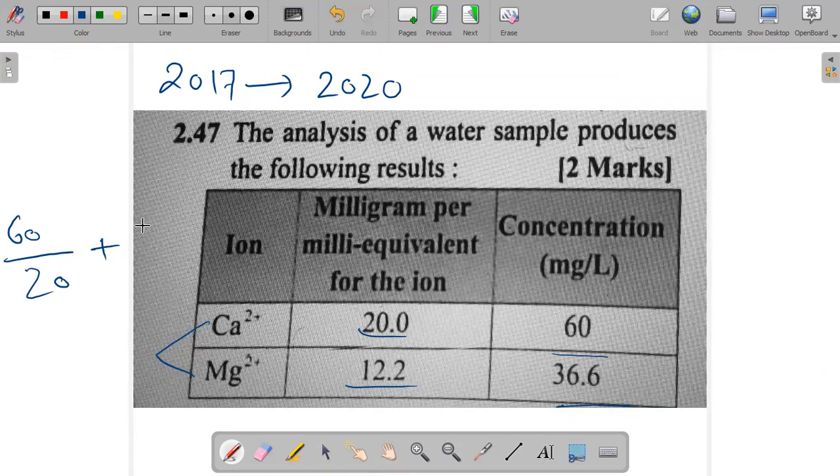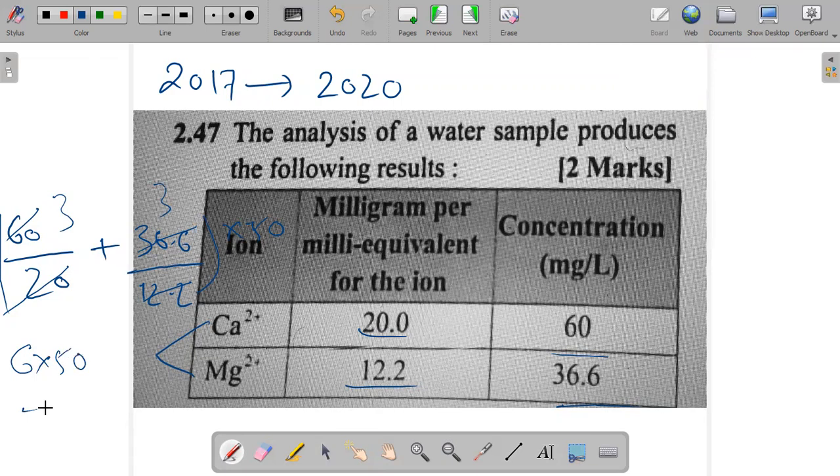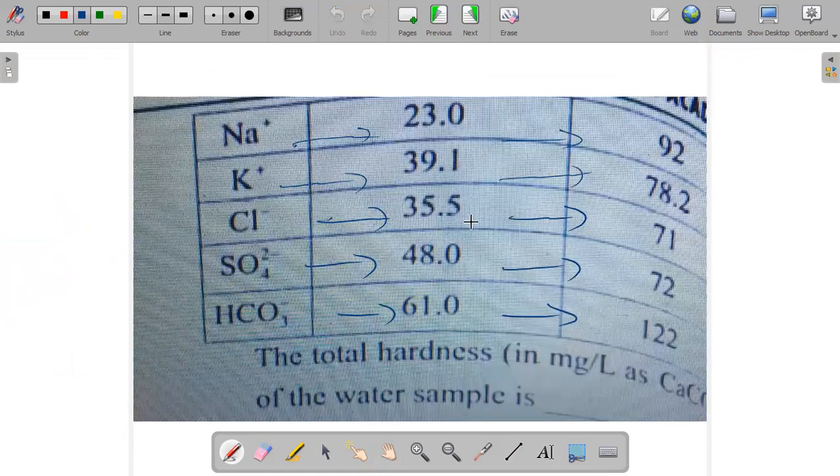and 36.6 divided by 12.2, and multiplied by 50. So it's 3, and it's 3 plus 3 is 6, multiplied by 50. Yeah, so it's 300. So it is 300 milligram per liter, your answer.